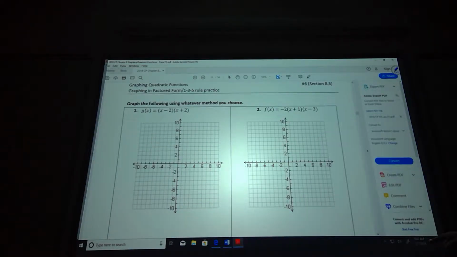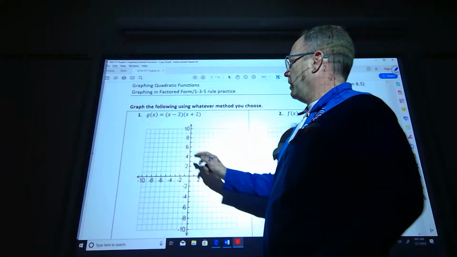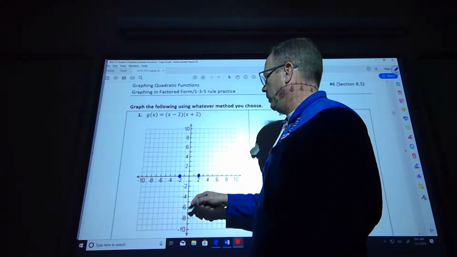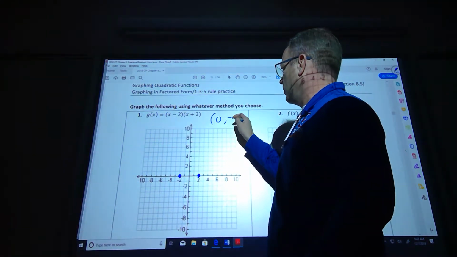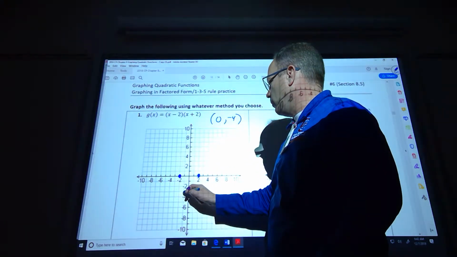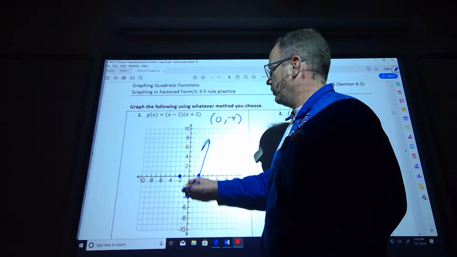So graph, whatever method we're going to want to use. This looks like intercepts. So positive 2, negative 2, halfway in between them 0. So my vertex is going to be 0. Plug that in and you get negative 4. Now I pattern graph: right 1, up 1, left 1, up 1, right 1, up 3. Got that one already. There's our parabola.